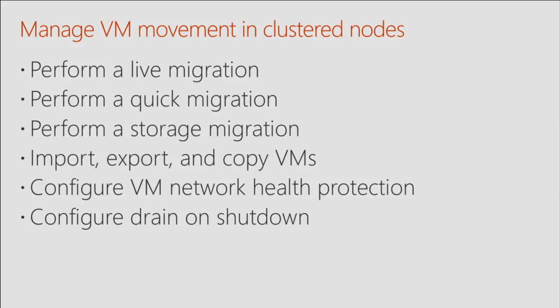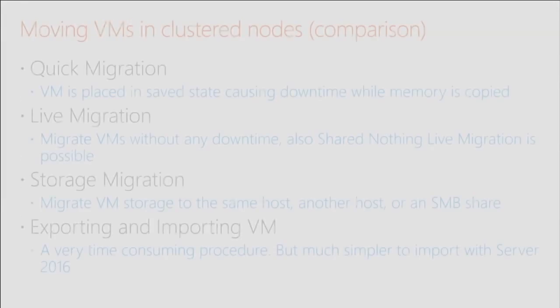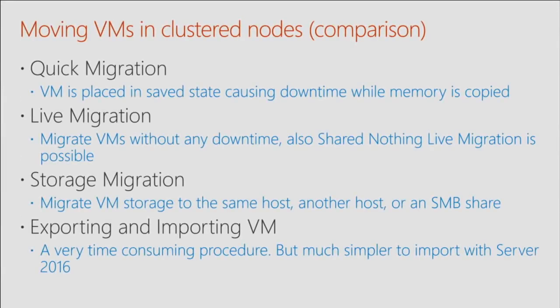Then we move into migrations. Understand what a live migration is, what the requirements are to be able to do it, what the difference is with live and quick and storage. Understand that import and export isn't highly available. It's just importing and exporting live and dead machines. You don't have to do that with it switched off. New feature called network health protection. That's worth looking at as well. And also drain on shutdown. That's a useful slide. That should answer 50% of your migration questions.